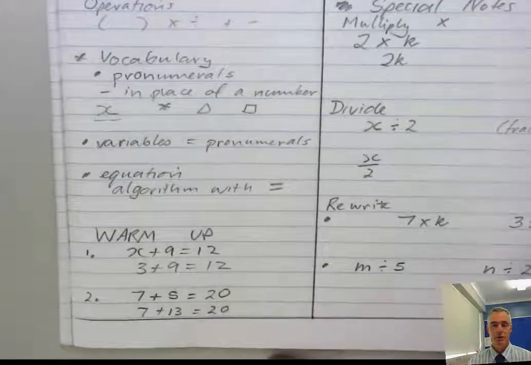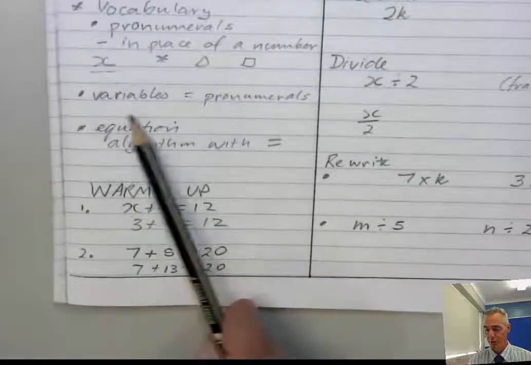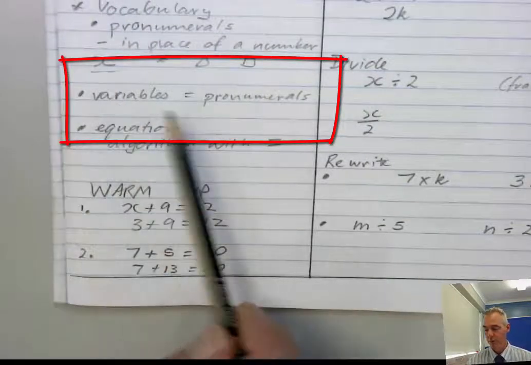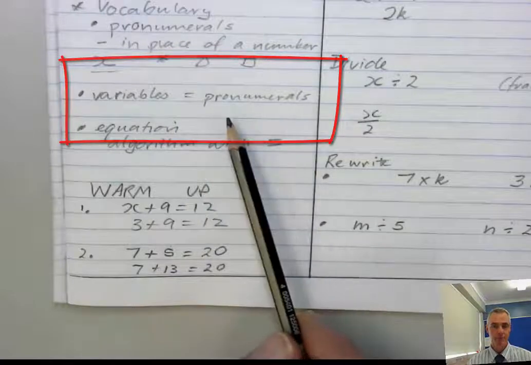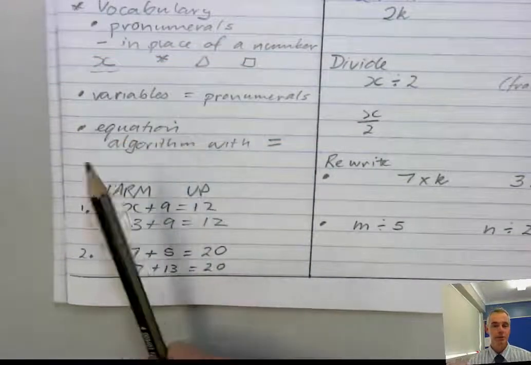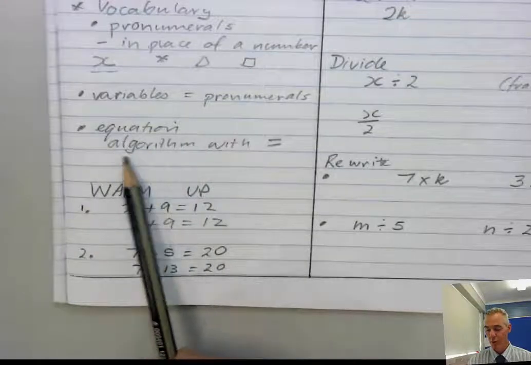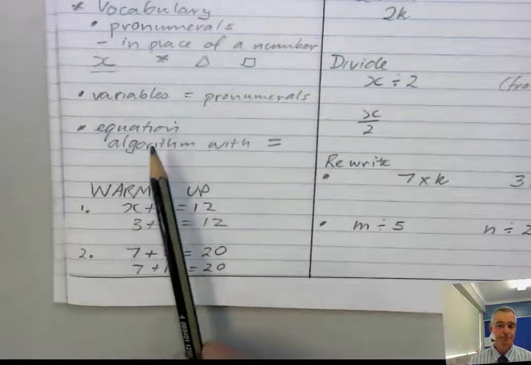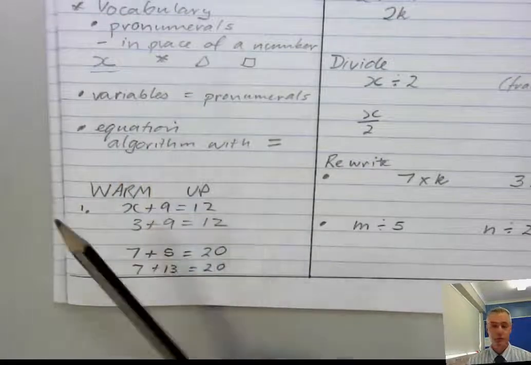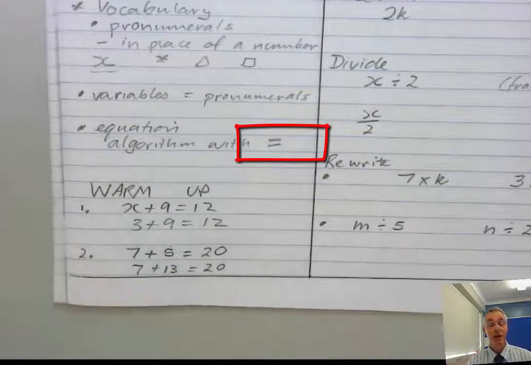Now pronumerals also have another name. They may be called variables. Things that can change. So variables are the same thing as pronumerals. They equal each other. And the equal sign is also important because we talk about equations in a sum, or the proper term is an algorithm. So equations are an algorithm or a sum with an equal sign. It's about as complicated as that.